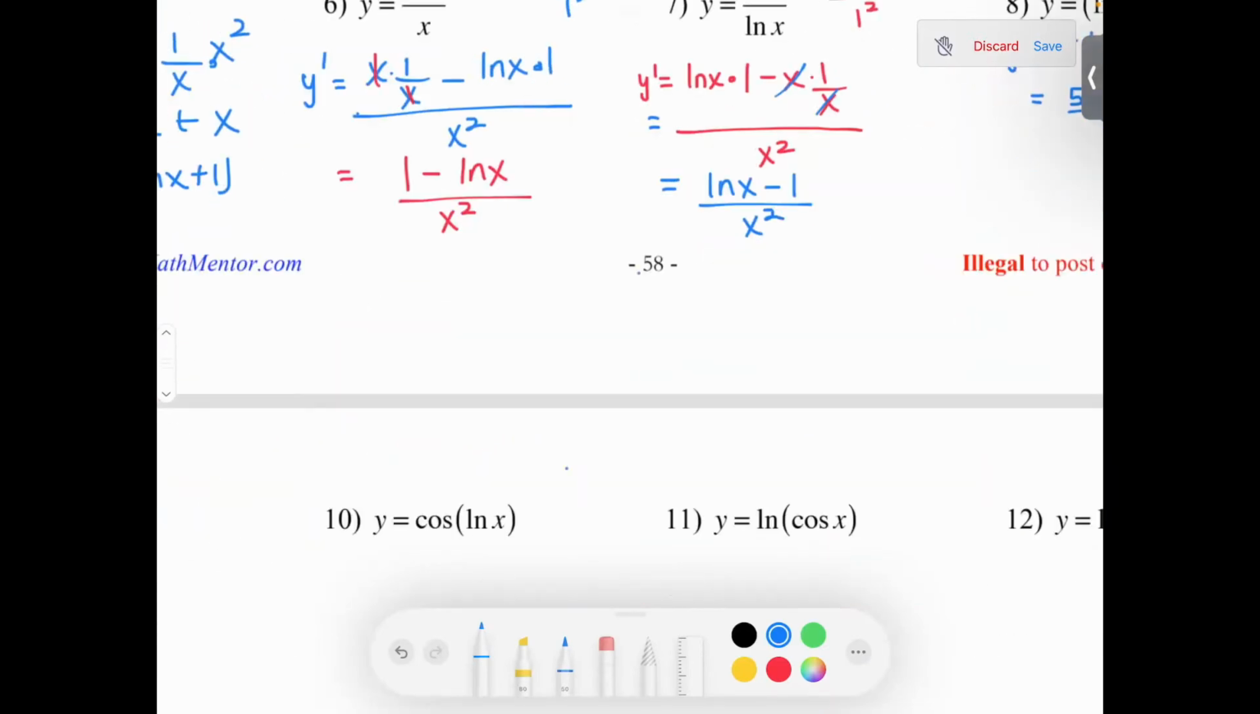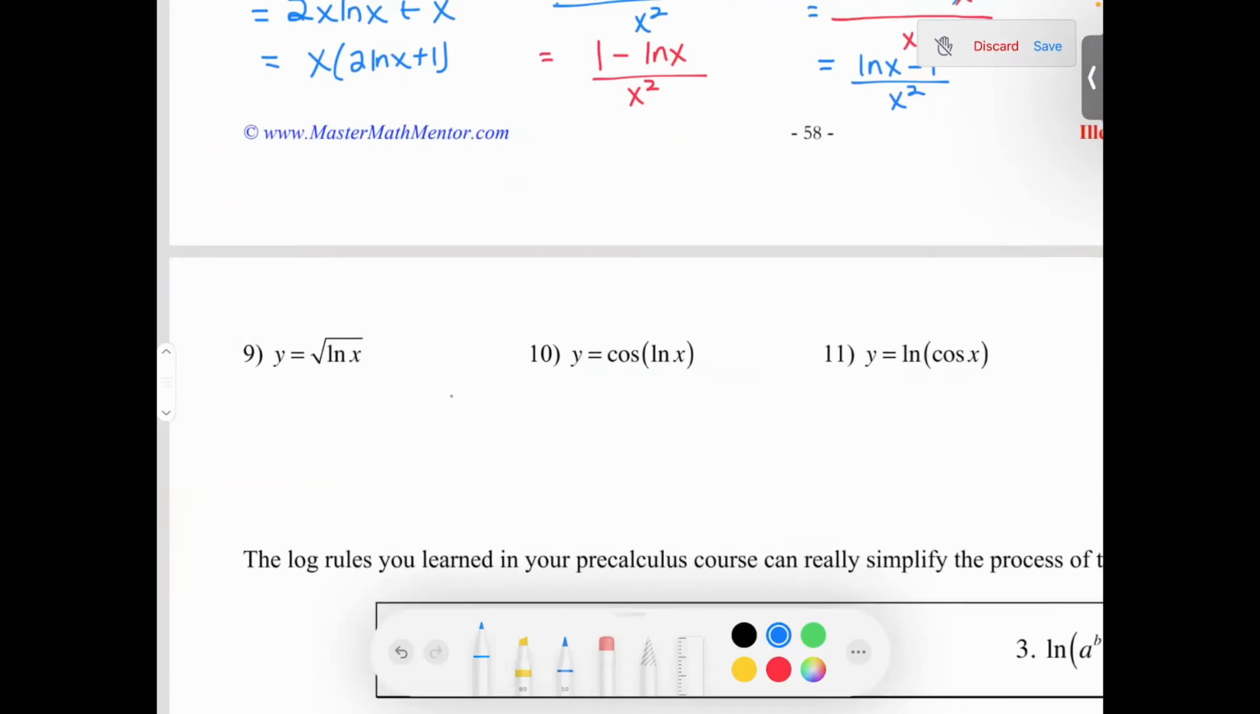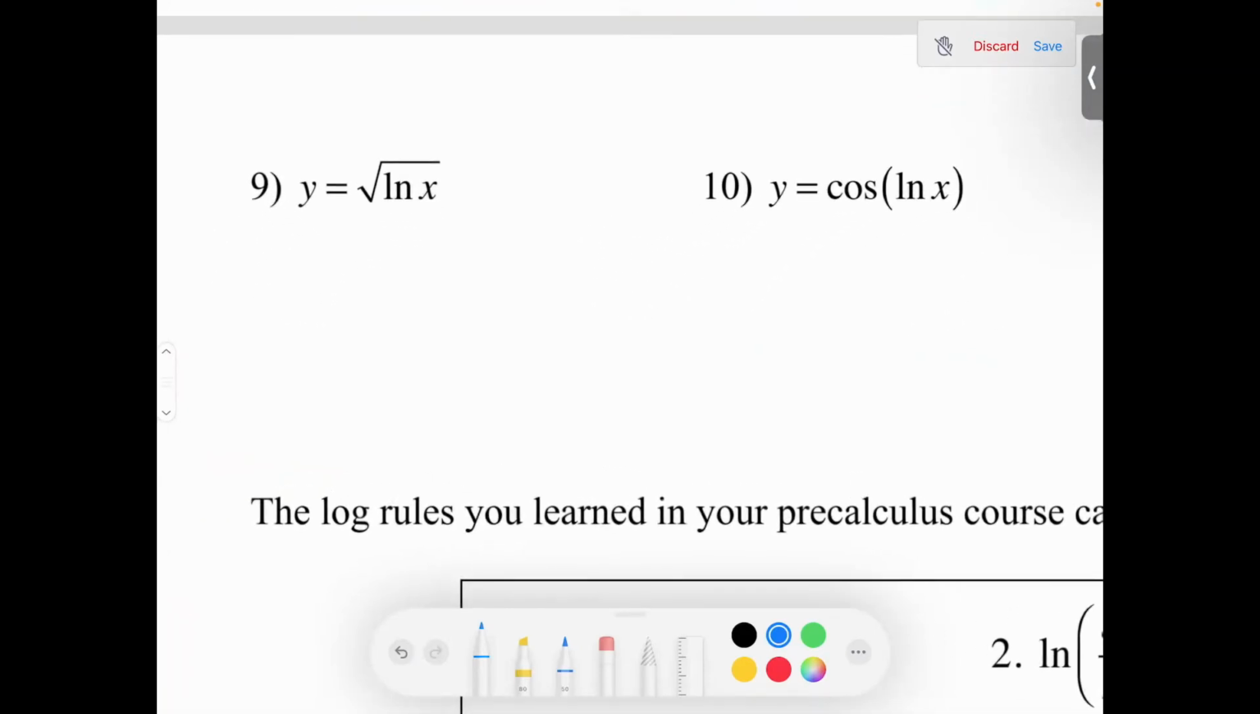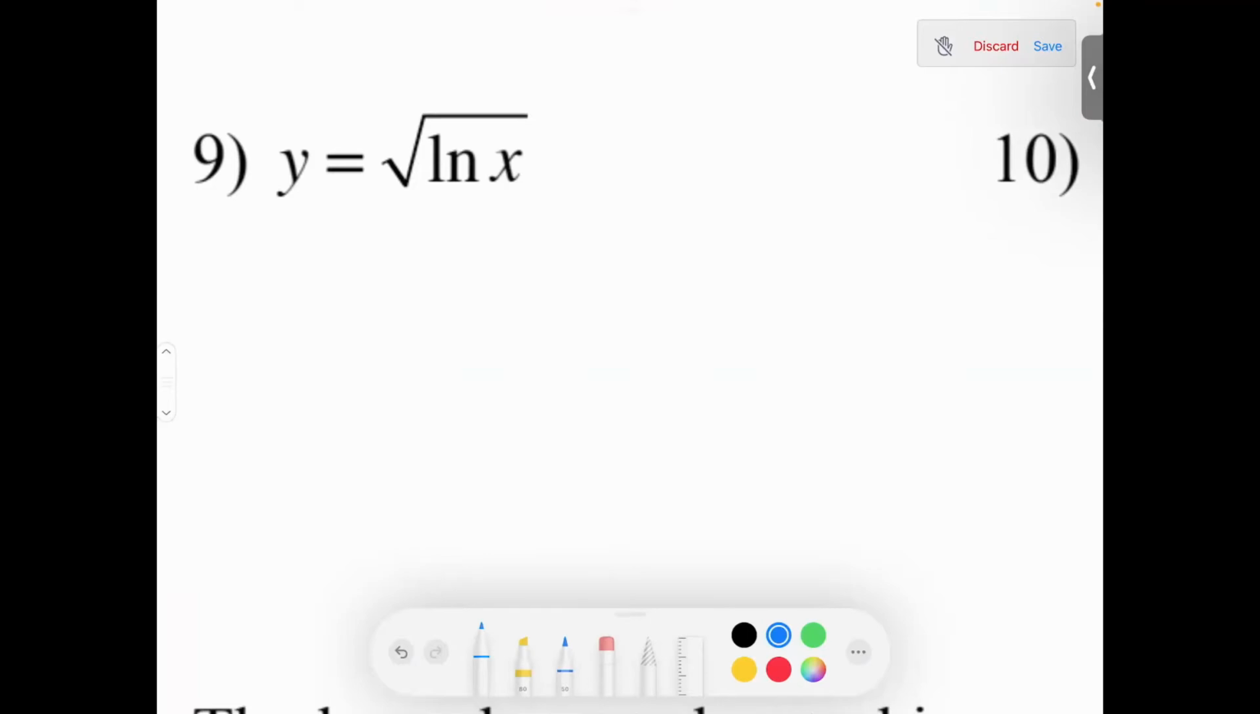All righty, rolling on to the next page. We're on page 59 now. This is y equals square root of ln x. We can write that as ln x, the entire thing, raised to the 1/2 power. So this would be power rule in this case.